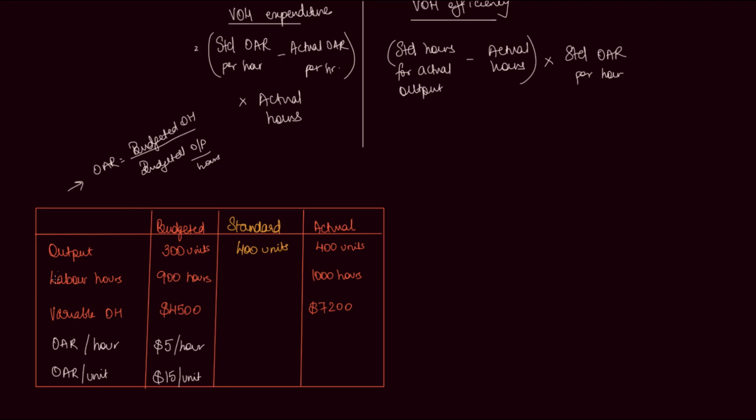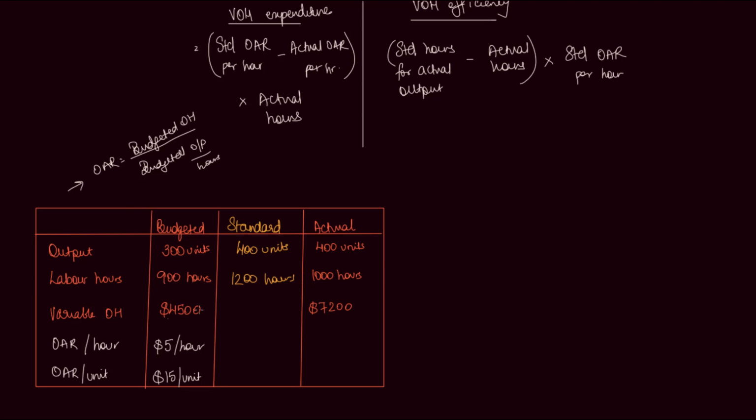Now ask yourself, how many labor hours should have been taken to complete these 400 units? If we go by management standards, per unit should have taken 3 hours. So 900 divided by 3. Applying the same here, it should have been completed in overall 1200 hours.